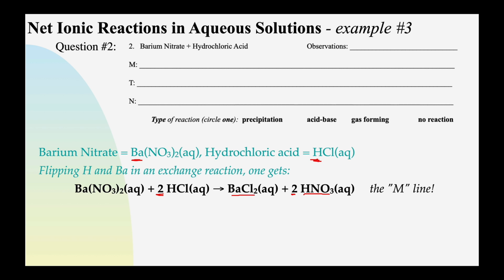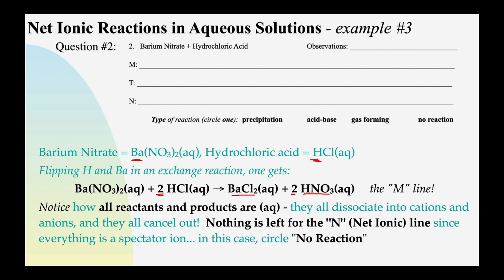Now if you look in the solubility table, anything with a nitrate is AQ, and chlorides are usually AQ as well, unless they're with silver, lead, or mercury. And barium, just like hydrogen, are not silver, lead, or mercury, so you would write AQ by all of them. This is the M line for this problem.